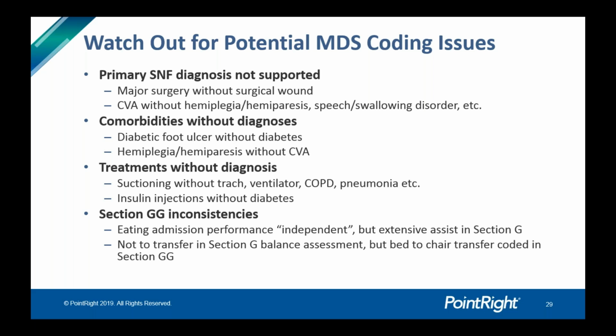Comorbidities without a diagnosis. So coding that diabetic foot ulcer, you would expect to also code diabetes. You don't just code one, you have to code both. Or that hemi without a CVA. Okay, let's look at the documentation and see if that CVA is still an active diagnosis, or if it perhaps was a CVA from 5 years ago and the resident has the flaccid hemi from that, but the acute phase is long gone.